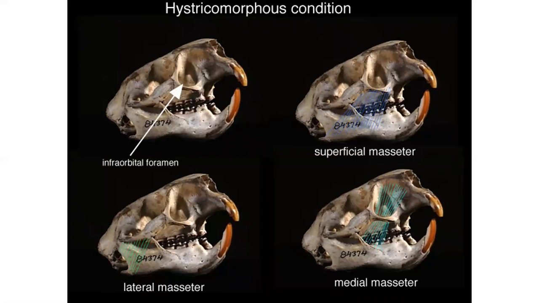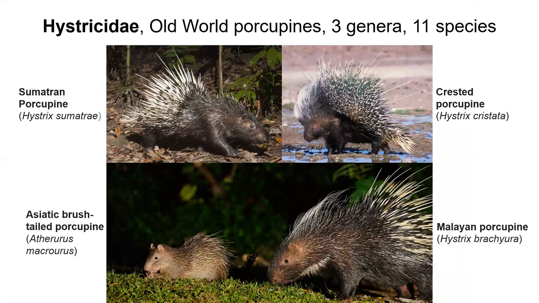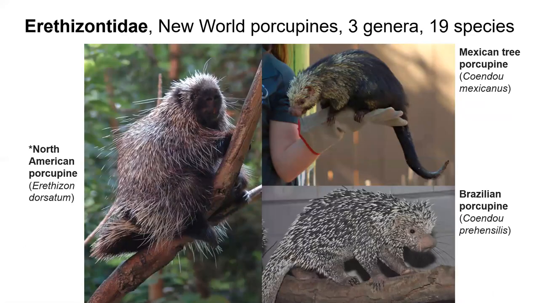So when we talk about hystricomorphic species, that word comes from Hystricidae, which is the family of Old World porcupines. So these are porcupines found in Europe, Africa, and Asia. Really striking looking quills, I think a lot cooler than our native porcupine. But all of these porcupines are in one family, completely separate from the family that we have here.